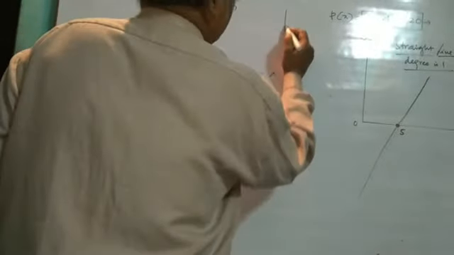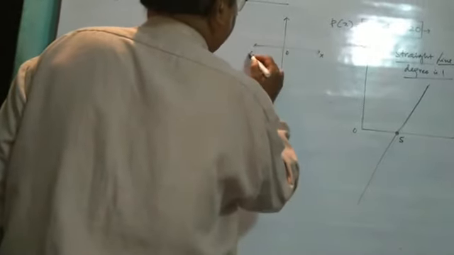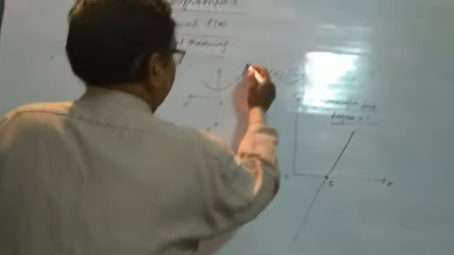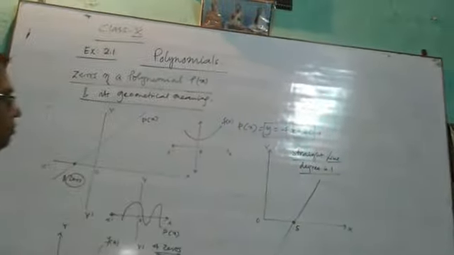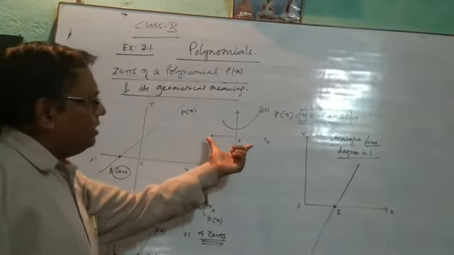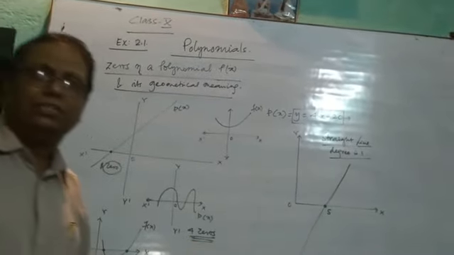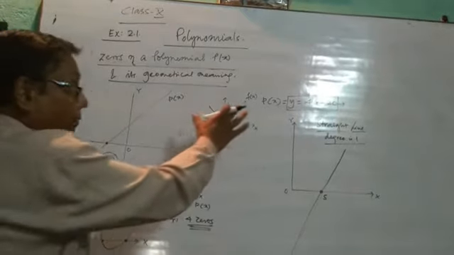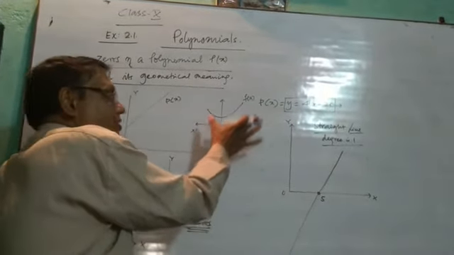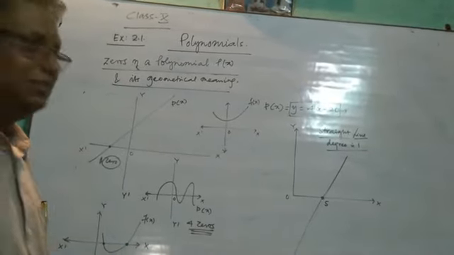Now, I am drawing this one. x'ox. Now, this is f(x). f(x) is a polynomial. How many zeros are there? See, here f(x) is not intersecting the x-axis. We have nothing to do with whether that f(x) is intersecting the y-axis or not. But simply, f(x) is not intersecting the x-axis, so it has got no zeros. It has got no real zeros, in fact.